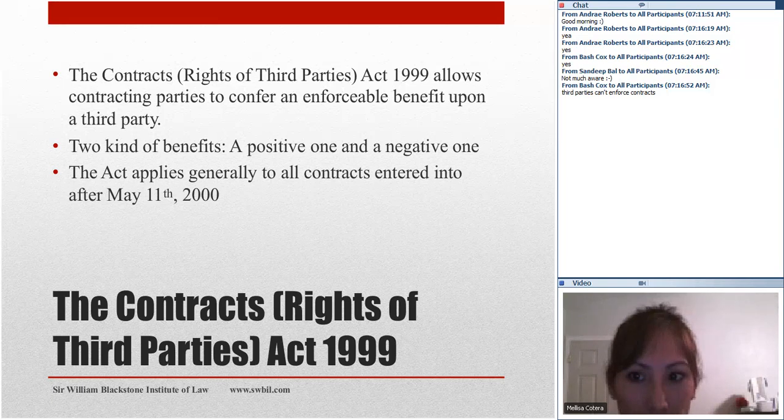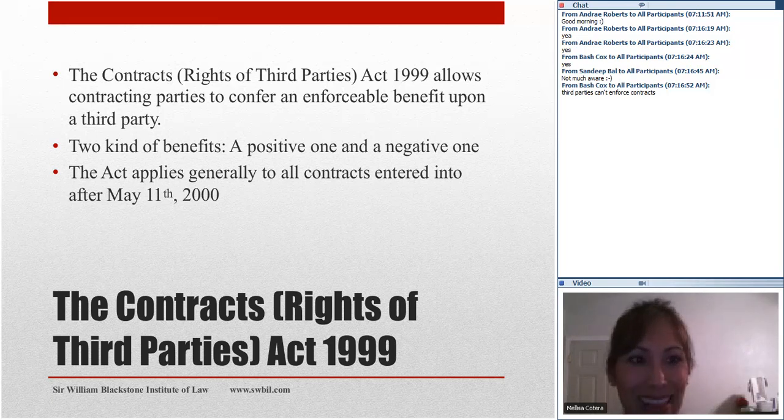The primary reason for reform of the doctrine of privity was to give effect to the intention of the contracting parties. Because remember, the doctrine of privity says that only the parties to the contract can enforce the contract. So the Act allows contracting parties, as I mentioned, to provide an enforceable benefit to a third party. The contracting parties cannot impose a burden upon a third party, and two kinds of benefits are available to a third party. Okay, a positive benefit and a negative benefit. This negative benefit could be the protection of an exclusion or limitation of liability clause.